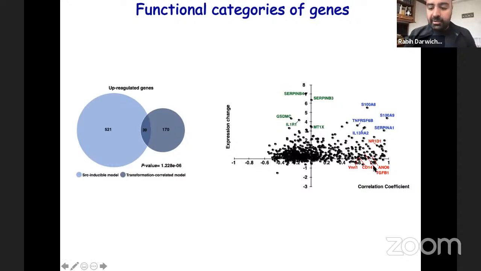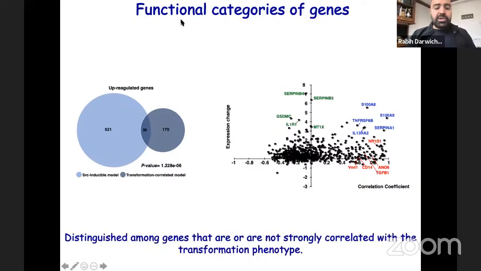And here in red we can also see many genes that are strongly correlated with transformation. They were found by our method, but they didn't show up in the others. Conclusion: this pheno-RNA helped us to distinguish among genes that are strongly correlated and those that are not strongly correlated with the transformation phenotype.